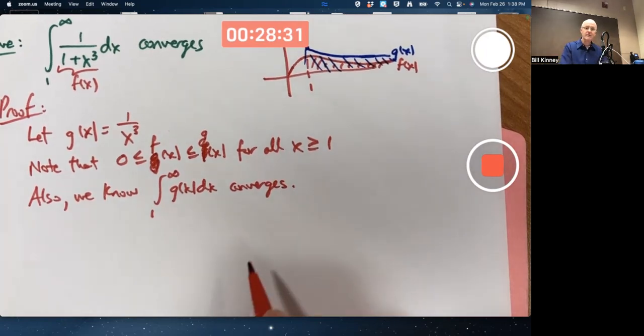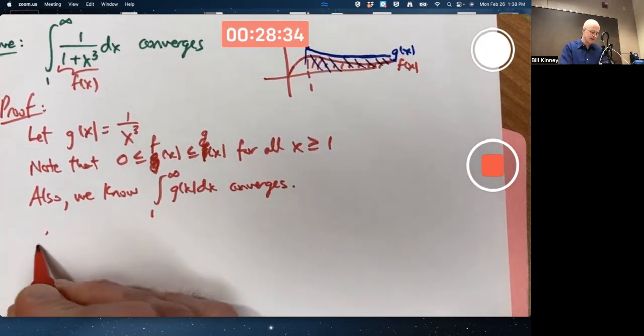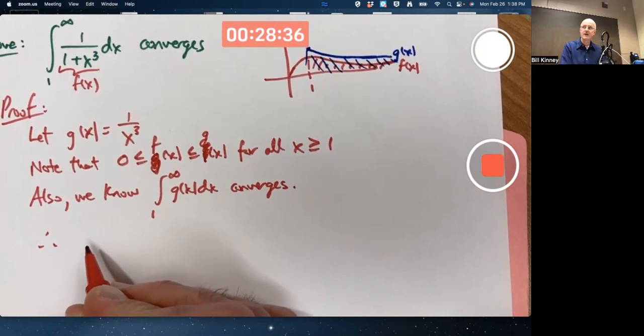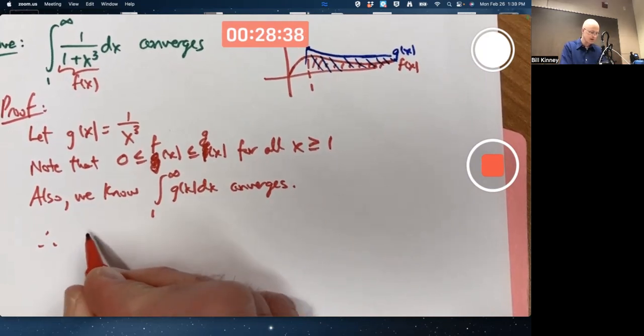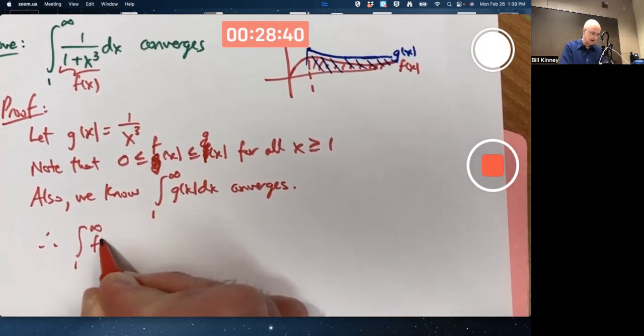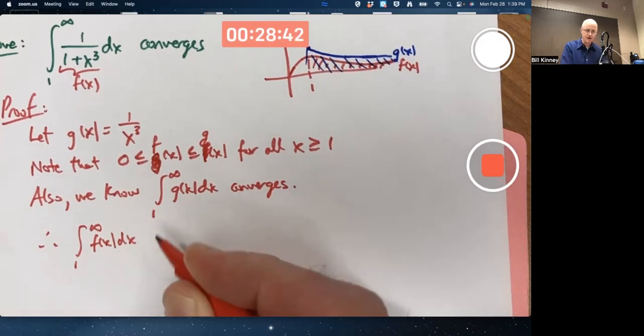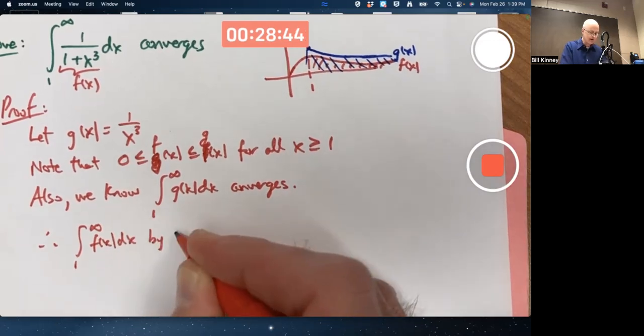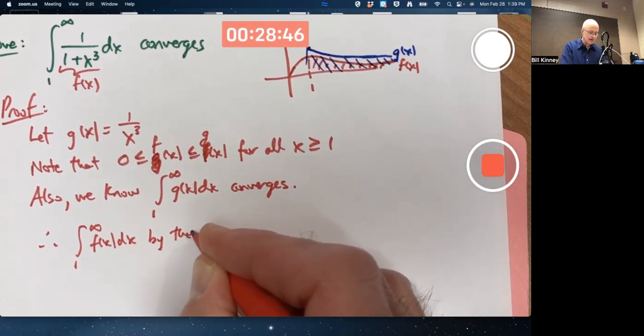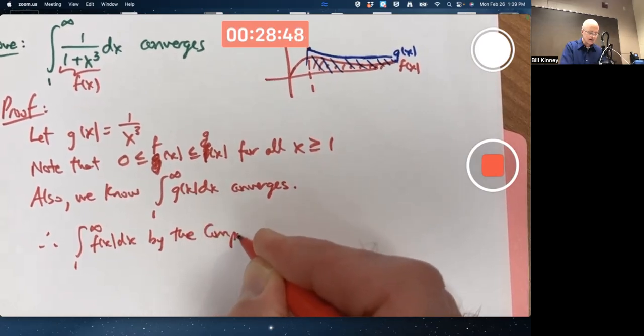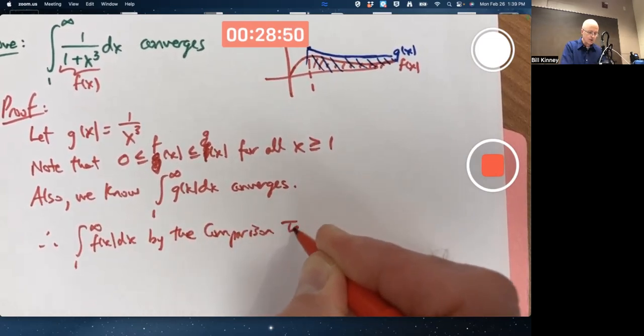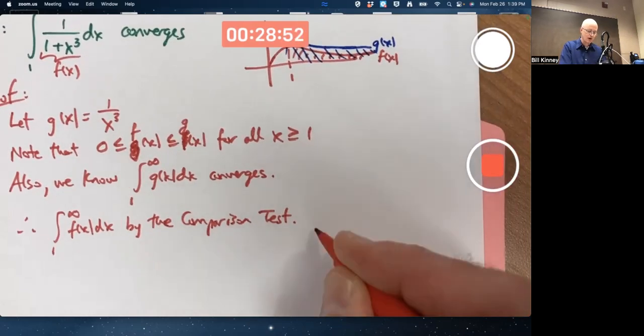We know that integral converges. Therefore, the integral we're interested in also converges. Technically speaking, it's by a theorem called the comparison test. So you should quote that theorem at the end. Praise the Lord, we're done.